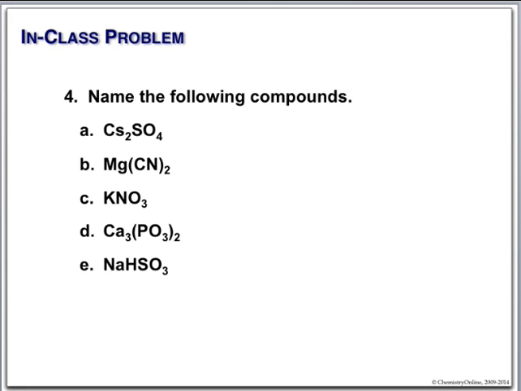Cs is cesium. It's group 1. We have SO4, that's 2 minus, that's sulfate. So this is simply cesium sulfate. Mg is magnesium. As I said, CN was cyanide, no multiplier. NO3 is nitrate. We have 1 potassium, no multiplier, obviously, potassium nitrate.